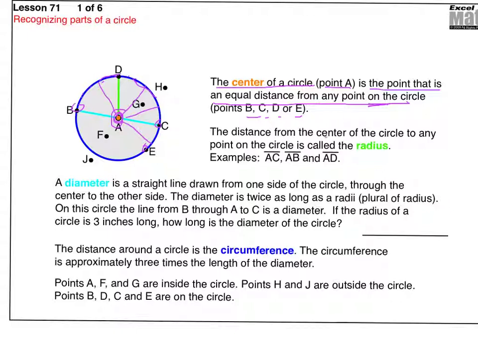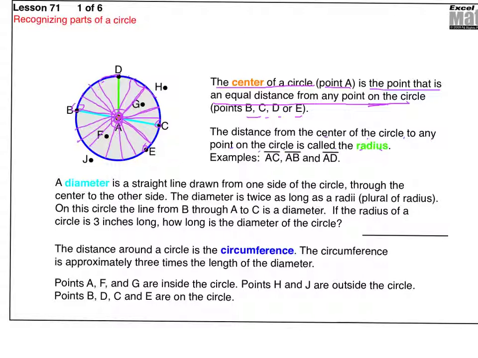The distance from the center of the circle to any point on the circle is called the radius. All of these lines that I just drew here are called radii, or one of them is a radius. Plural of radius is not radiuses, it's radii. It's one of the few words in the English language that has two I's in a row. R-A-D-I-I. Very strange, huh?